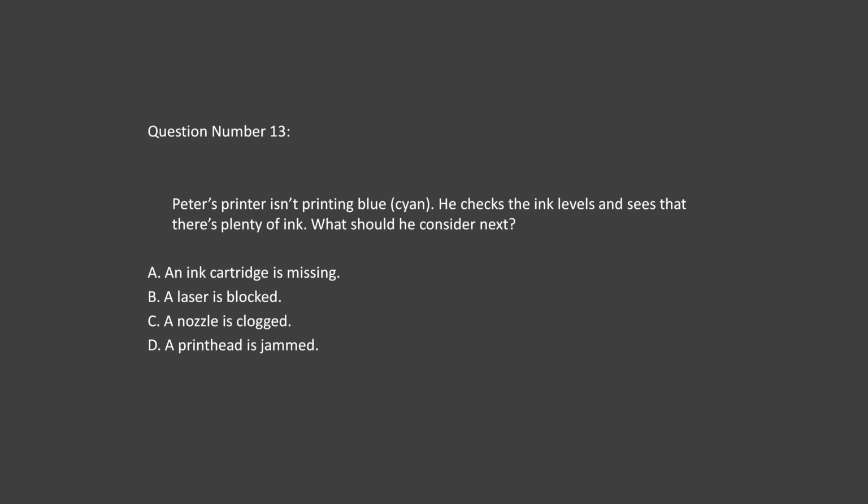Question number 13. Peter's printer isn't printing blue, cyan. He checks the ink levels and sees that there's plenty of ink. What should he consider next? Option A. An ink cartridge is missing. Option B. A laser is blocked. Option C. A nozzle is clogged. Option D. A print head is jammed.